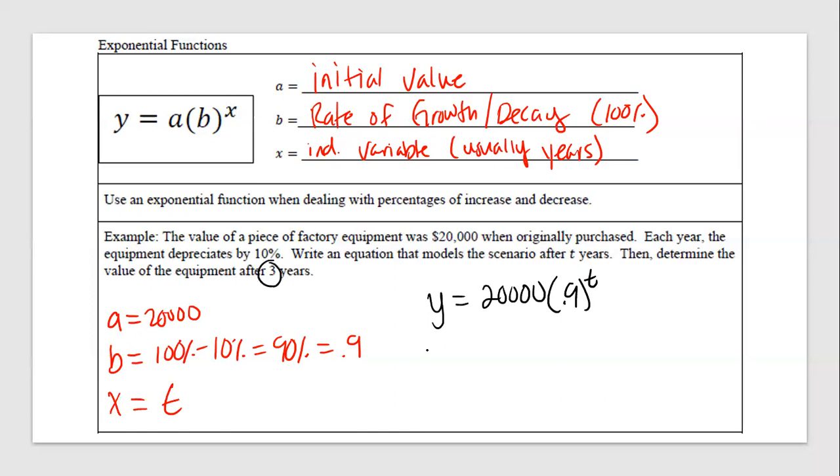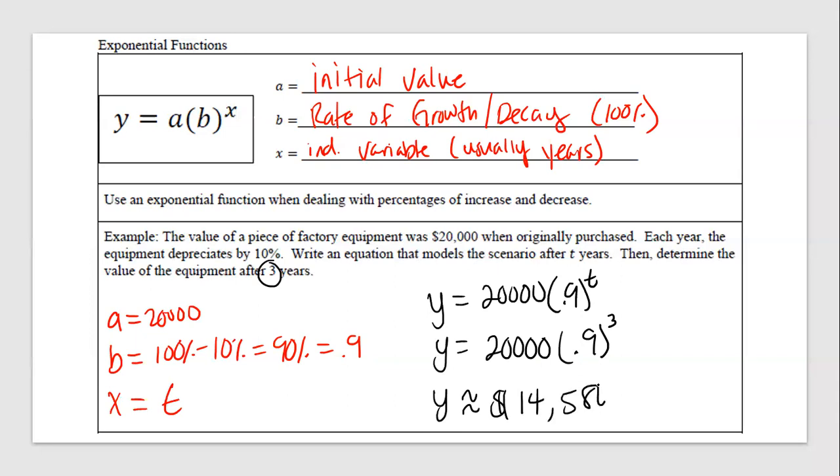Second part is, what would be the value after 3 years? Can I solve for that? Yeah. So y equals 20,000 times 0.9 to the 3. So what is the approximate value after 3 years? 14,580. Yes, remember PEMDAS. We do our exponent, then we multiply. PEMDAS, exponents, then we multiply.